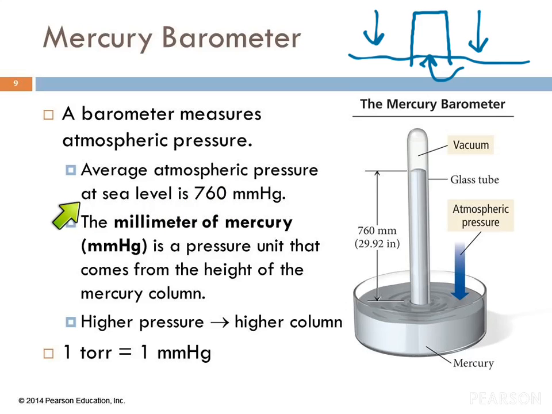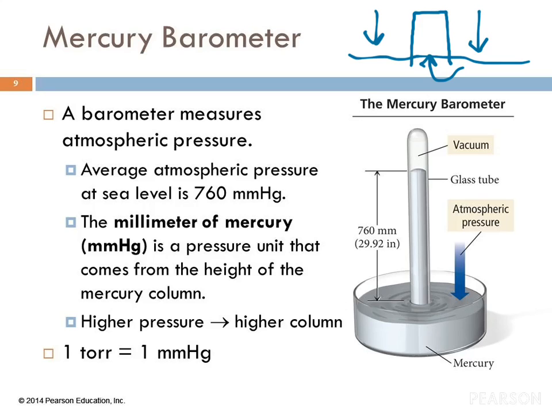Well, the average atmospheric pressure at sea level is 760 millimeters of mercury. And so they pretty much have defined that. They say, okay, at sea level, 760 millimeters of mercury exactly. That's what they decided. So 760 millimeters of mercury. It seems like a weird unit for pressure, but when we think about this barometer, a height of a column of mercury then makes sense as a unit of pressure. So a millimeter of mercury.